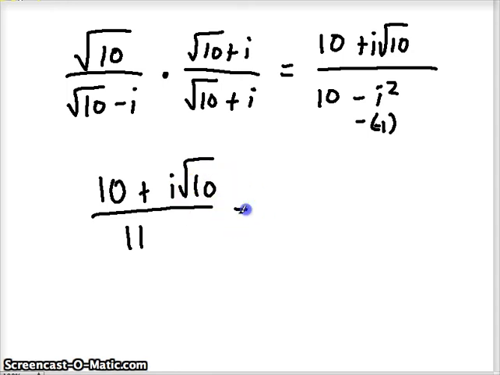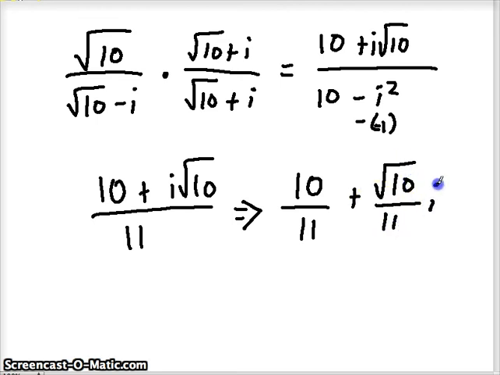I guess the i is going to get moved anyways. Let's see what happens there. The real number first, 10 over 11. Plus square root of 10 over 11, and i written last. There's our standard form.